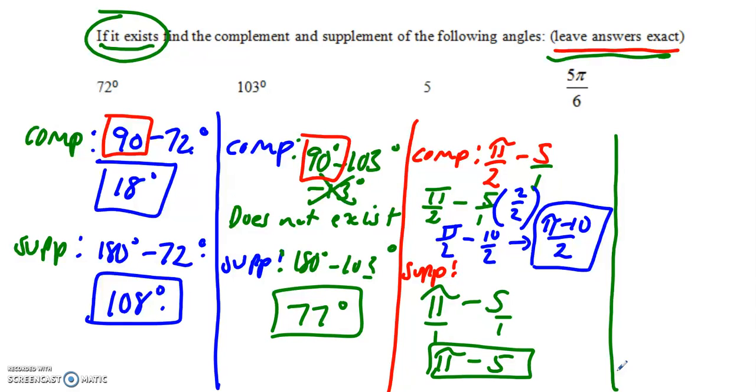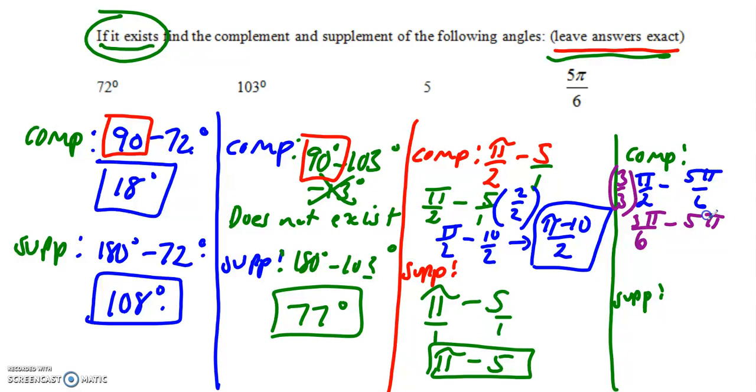The final example, 5 pi over 6, we still want to find the complement, still want to find the supplement. So the complement of 5 pi over 6, let's see. Complement means adds up to 90, so we're going to take pi over 2 minus 5 pi over 6. We definitely need a common denominator here. The common denominator between 2 and 6 is actually 6, so this first fraction would have to be multiplied by 3 over 3. So we would have 3 pi over 6 minus 5 pi over 6.